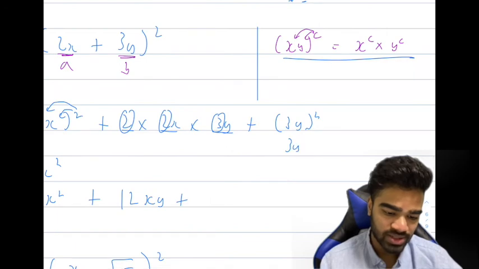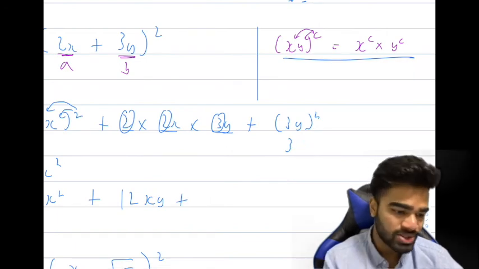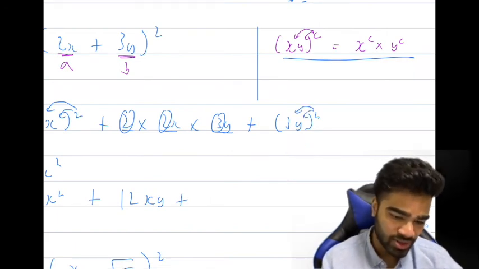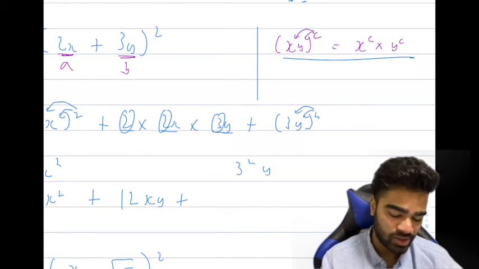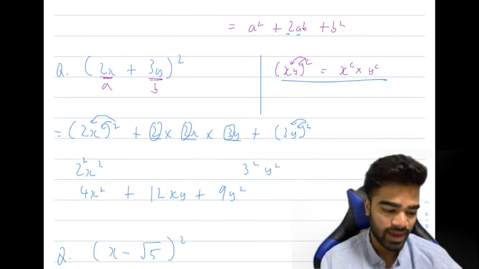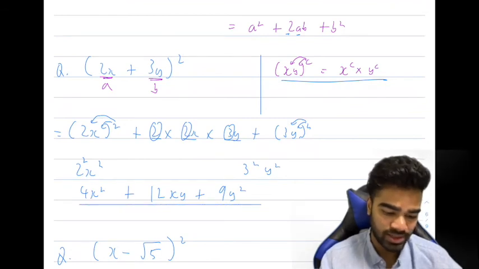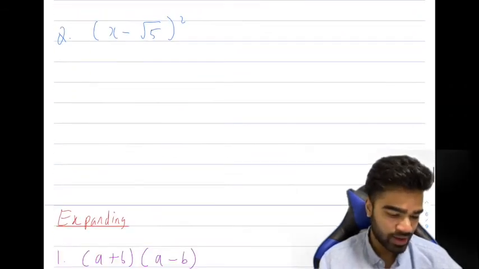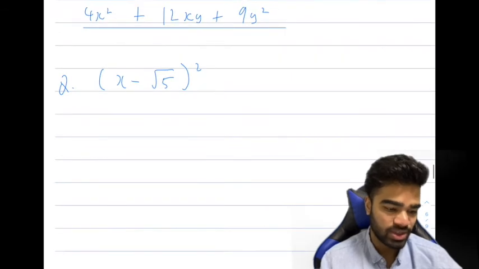Plus, what is this? Is this 3y squared? No, it's not. Right? You have to expand the square when you took the 2 in. So it'll actually be 3 squared y squared, which is 9y squared. Okay? So the final answer would be this. That's it. Okay. Now, we're going to do a question with surds.